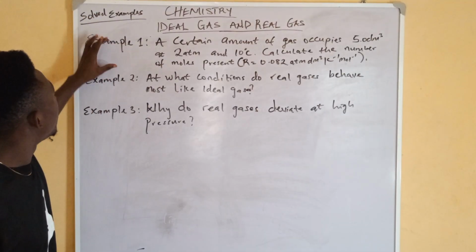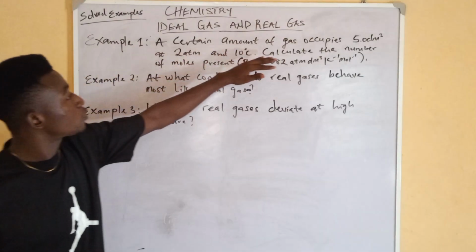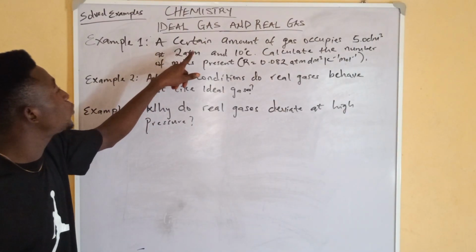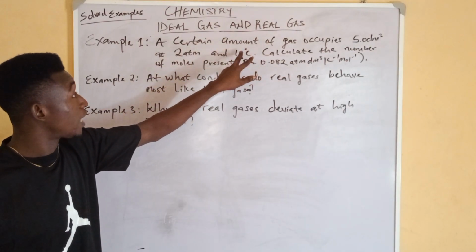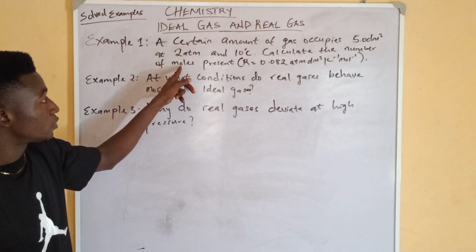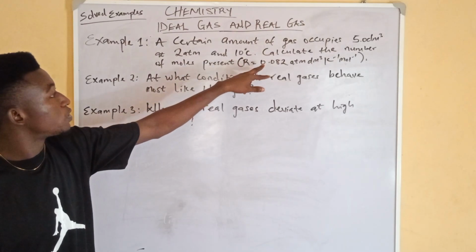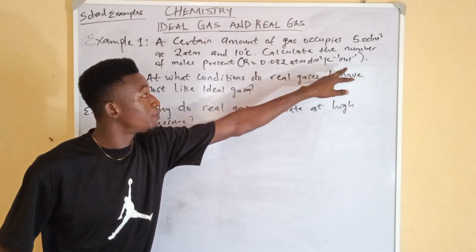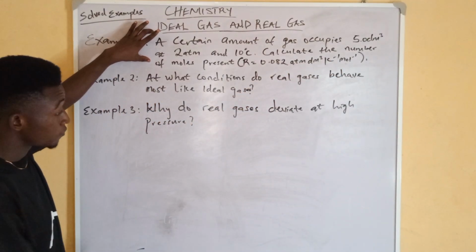Question one: a certain amount of gas occupies 5.0 dm³ at 2 atm and 10 degrees Celsius. Calculate the number of moles present, taking R to be 0.082 atm dm³ per Kelvin per mole. We'll be solving this question last because of space.